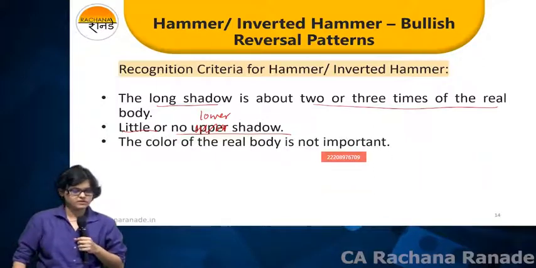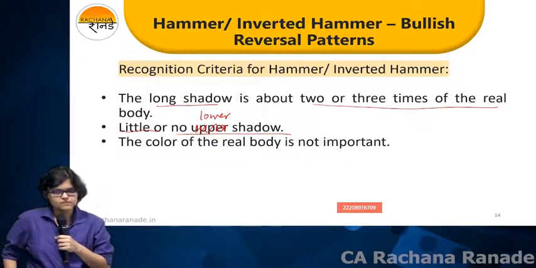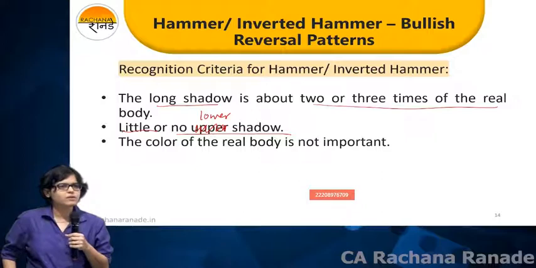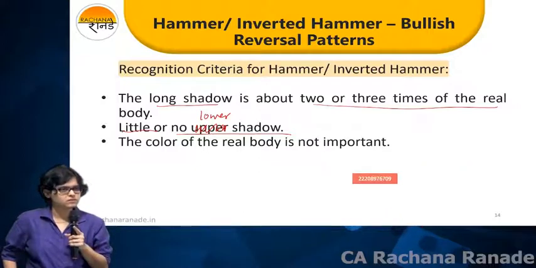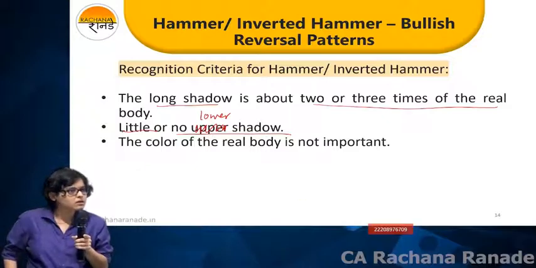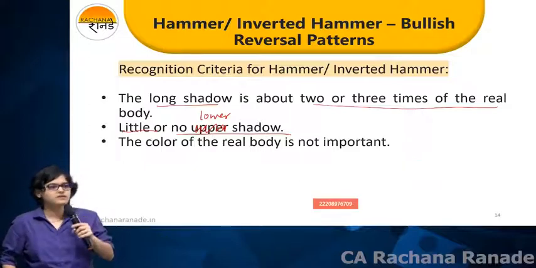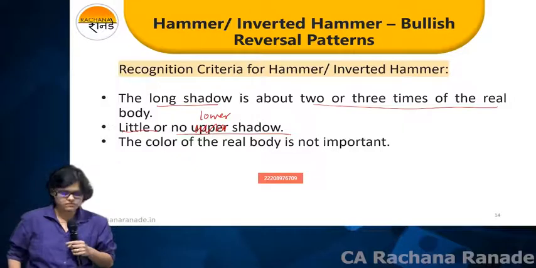Very important point is the next one. The color of the real body is not important. And the same point was absolutely valid even for a hammer. So whether I draw a hammer in red or whether I draw a hammer in green does not matter. We are going to talk about how it matters immediately. To a very small extent it does, but not really.